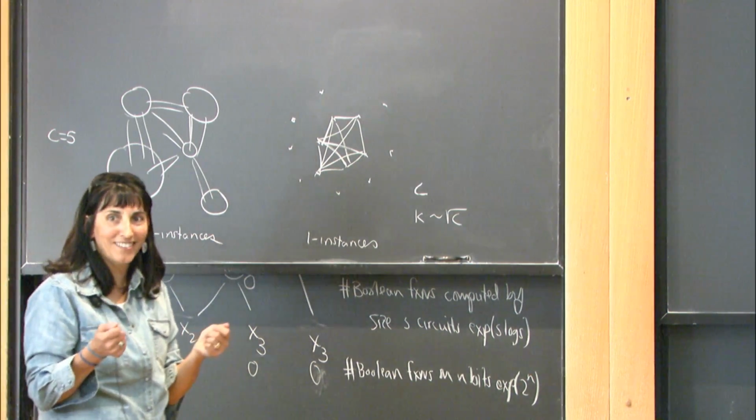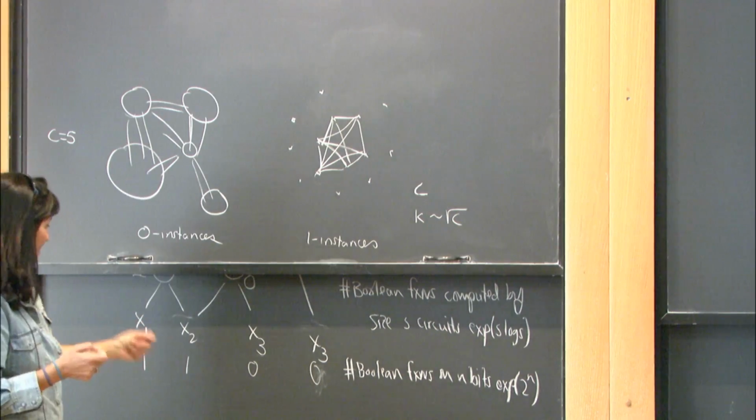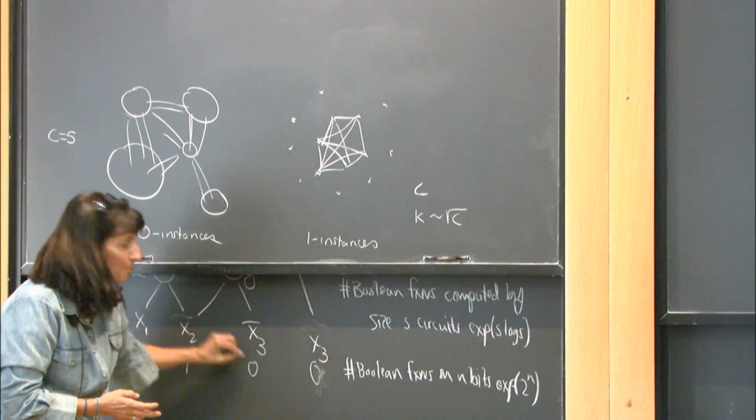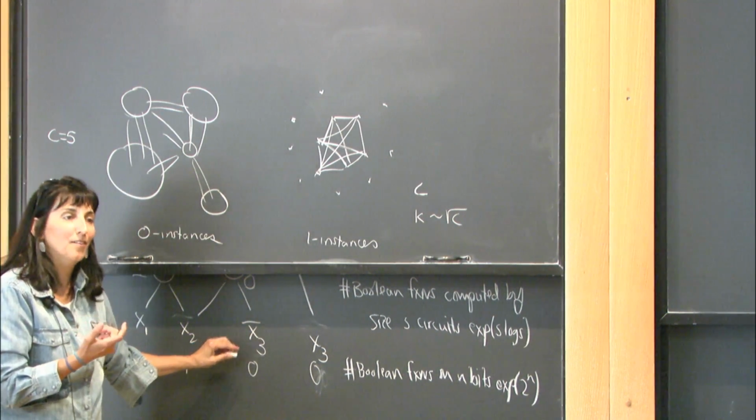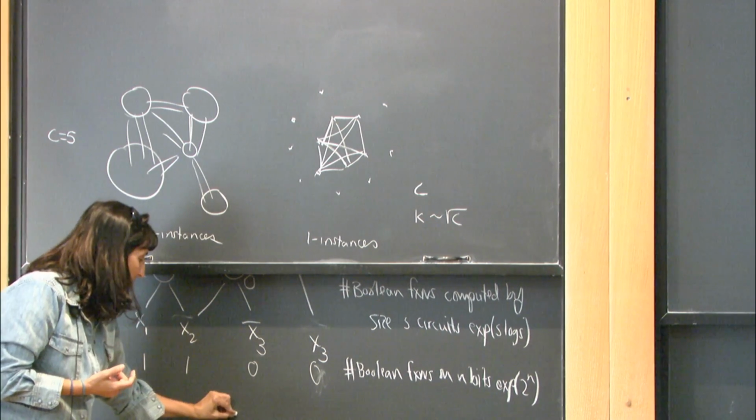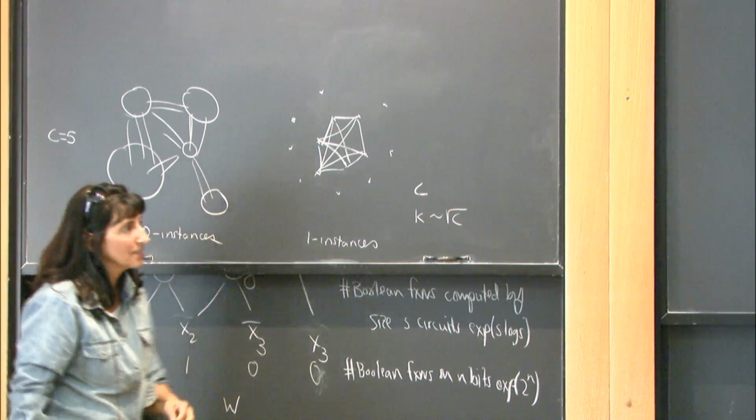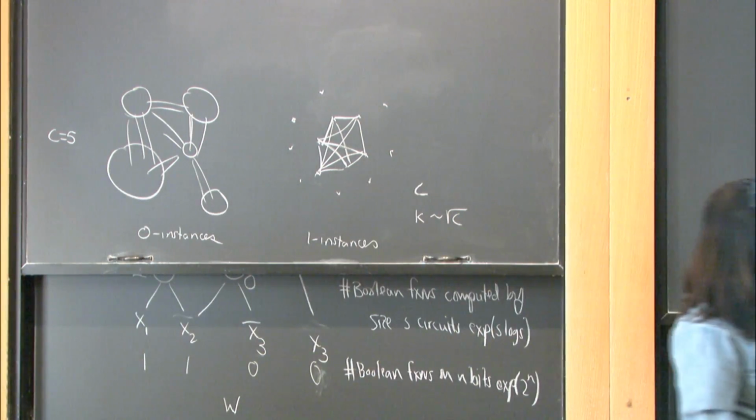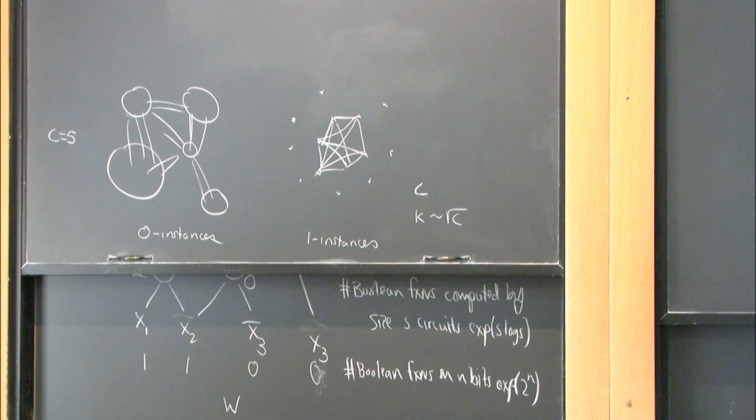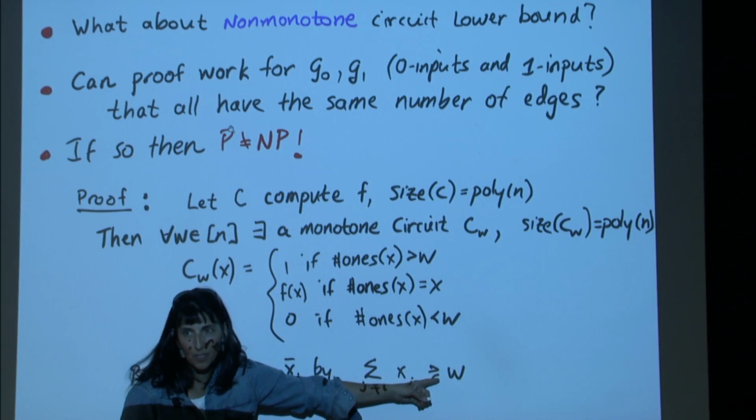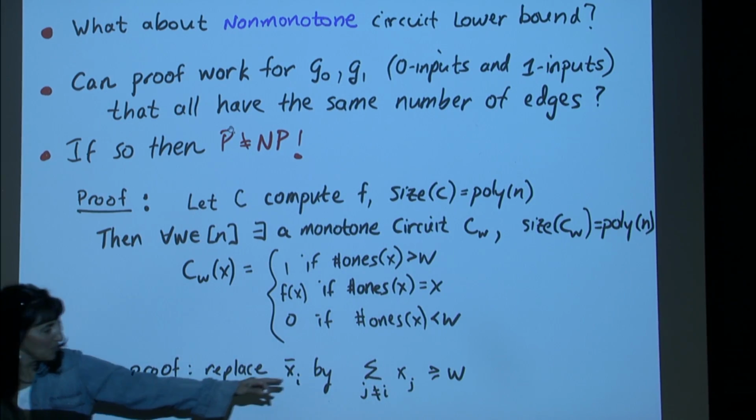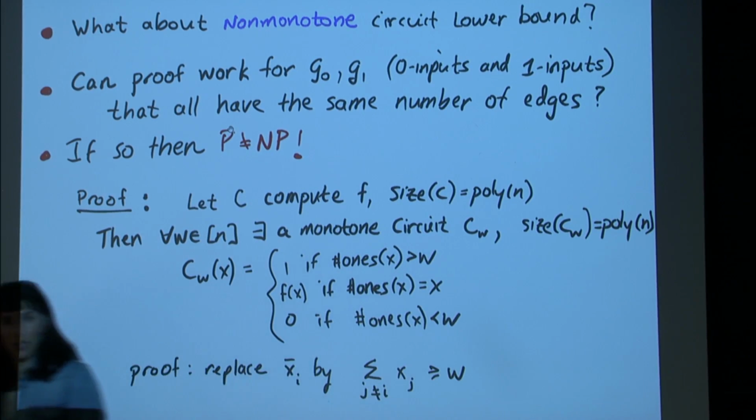And it's just because if it's a slice function, then you can replace a negated variable by a sum. If you know that the number of ones is W, that's the slice, then you can just replace a negated variable by the statement that the sum of all the other variables has to be at most W. And that's easy to compute. Yes, a very small linear sized monotone circuit.